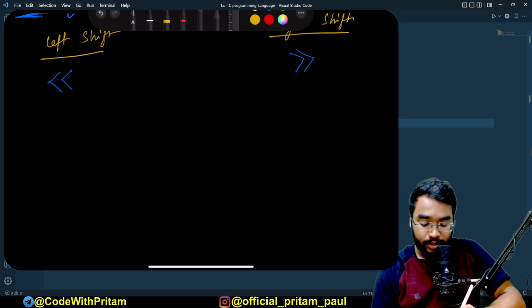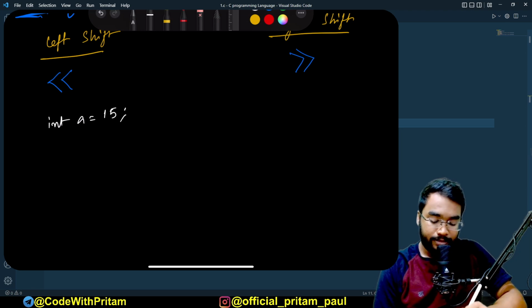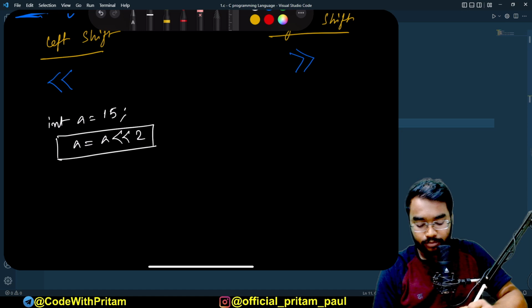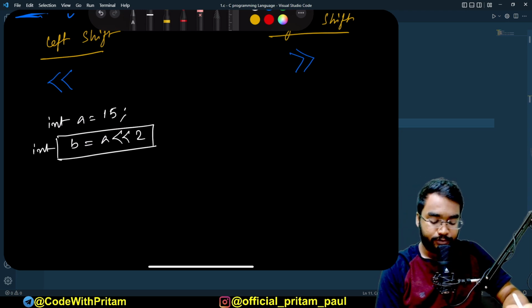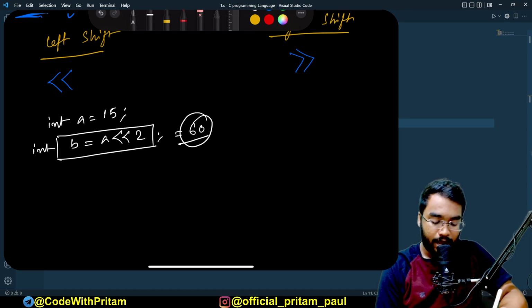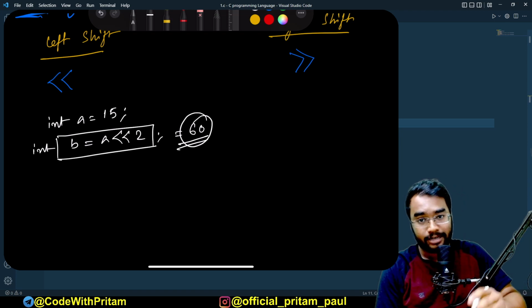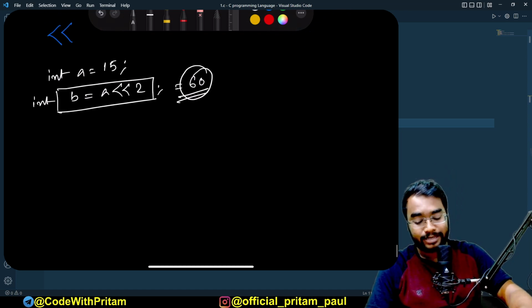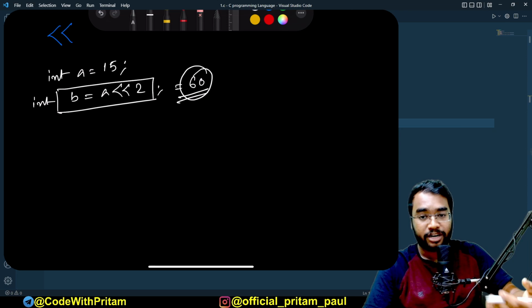Okay, so for example, if I write integer a equal to 15, and then if I write a equal to a double left shift 2, okay, I want to do this. Obviously, for example, if I write here integer b equal to a double left shift 2, then obviously the answer will be like 60. So how I can directly say that it's 60, that also needs to be known. But before that, you need to understand what exactly the left shift operator actually does.